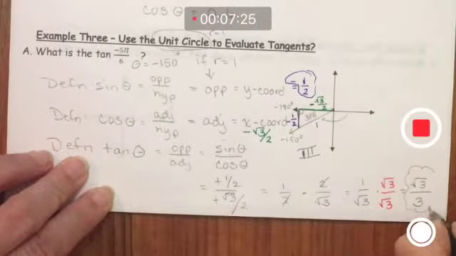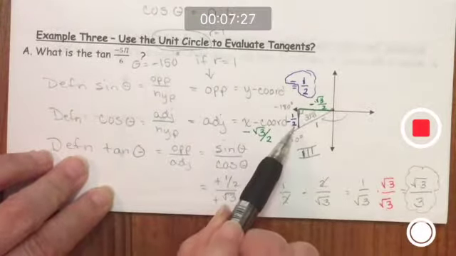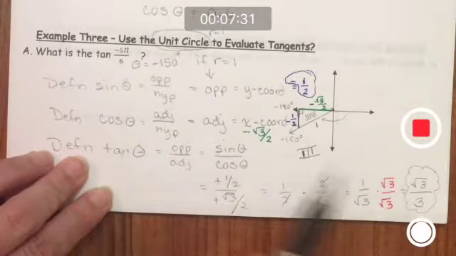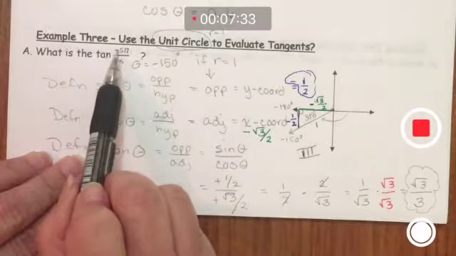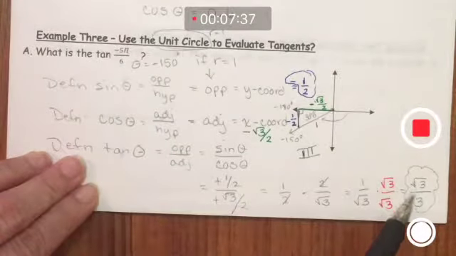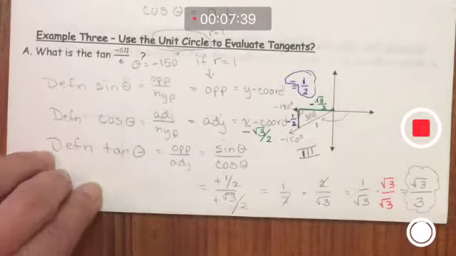And it's positive because both the sine and cosine were negative. Negative divided by negative is positive. So the tangent of negative 5 pi over 6 is positive square root of 3 over 3.